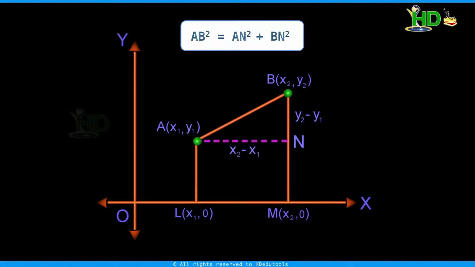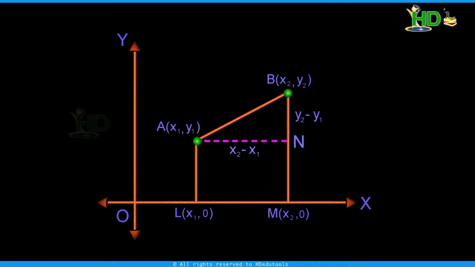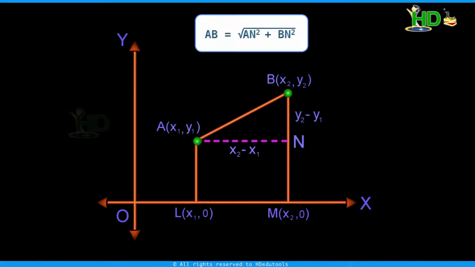Now from this we can write, observe this figure, the coordinates of L are (x1, 0) and the coordinates of M are (x2, 0). Now the distance between these 2 points is x2 minus x1 and this is y2 minus y1. That means AN equals x2 minus x1, BN equals y2 minus y1. And from the properties of right angle triangle, AB equals root of AN square plus BN square.